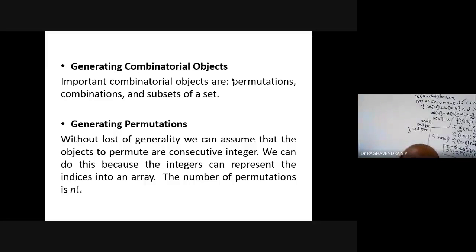Next, we can do this because integers can represent the indices. If you consider a one-dimensional array or a two-dimensional array, the index for these arrays will always be an integer. For example, A of i means A of 1, A of 2, A of 3. We'll never take A of 1.5 or A of 1.2. That is why permutations play a significant role.